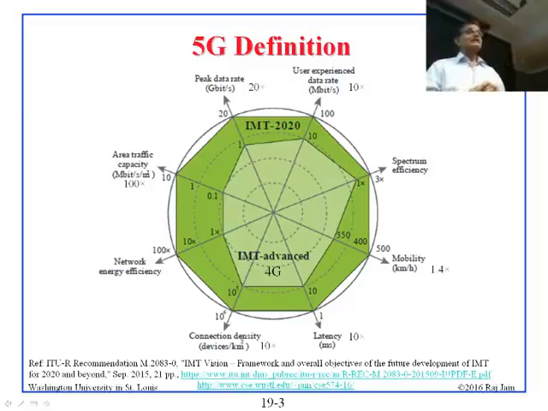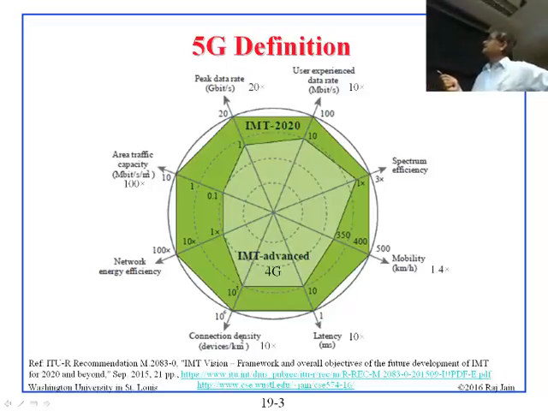5G is called IMT 2020. So that means that it is international mobile telecommunications in the year 2020, which is 4 years from now. And so there is a document which this picture is from, and this is a very good picture because it gives you everything about 5G. Okay, so let's read this picture.